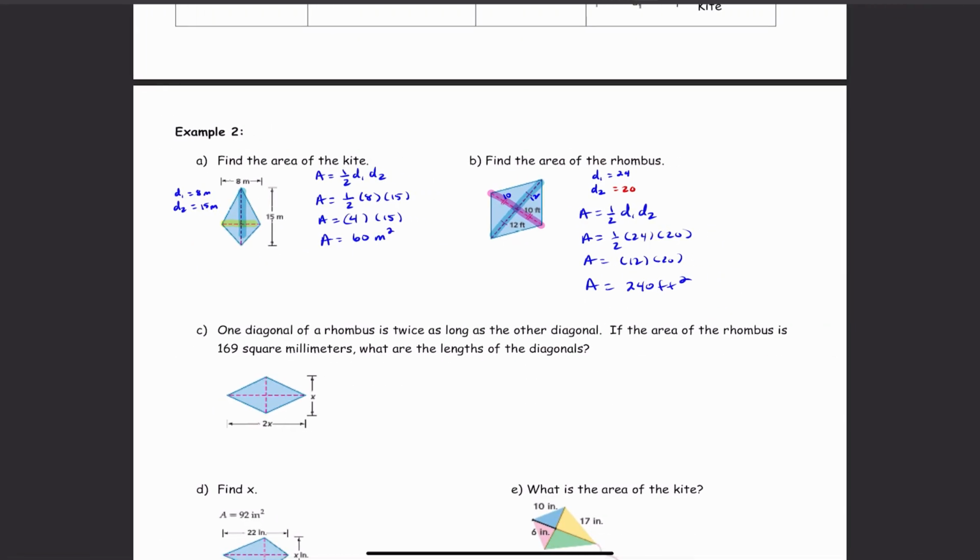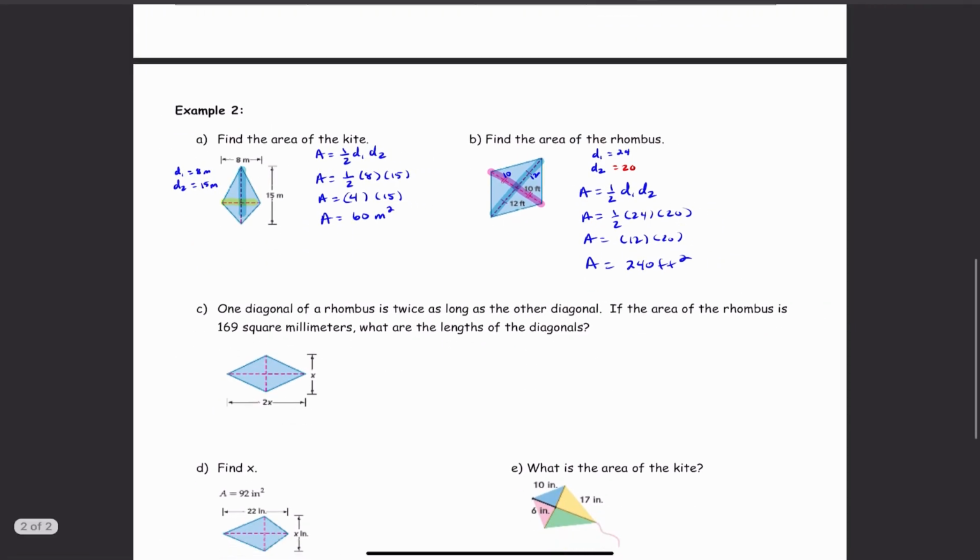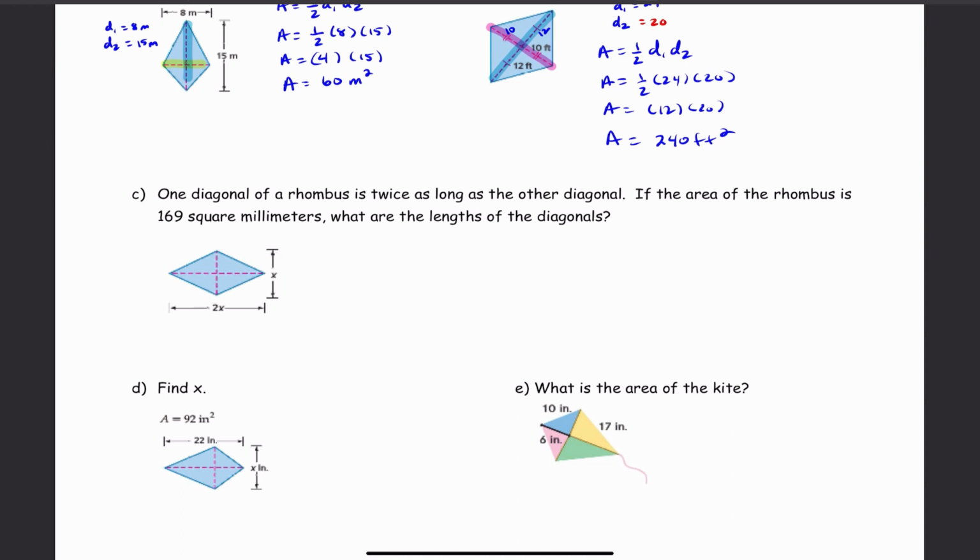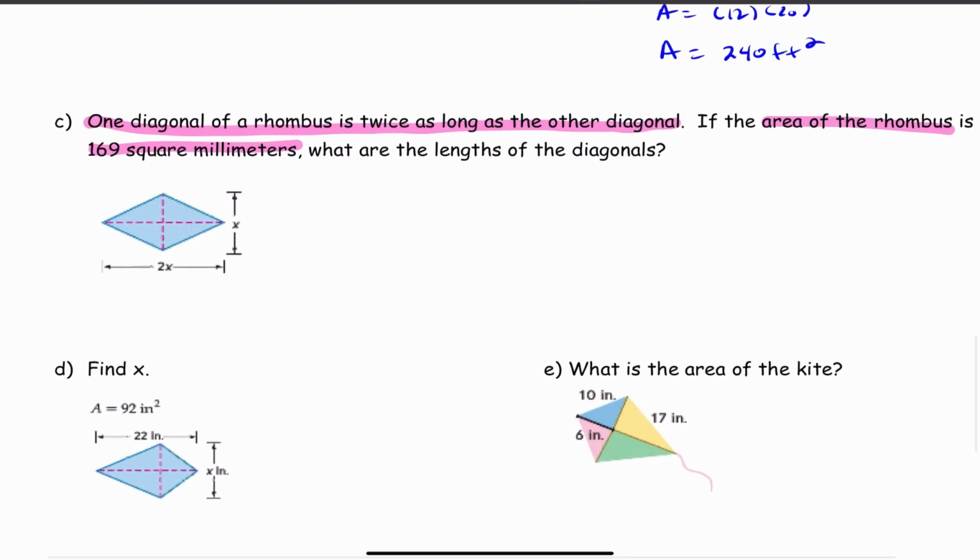All right, let's take a look at C together. One diagonal of a rhombus is twice as long as the other diagonal. So I'm going to go ahead and highlight that. If the area of the rhombus is 169 square millimeters, what are the lengths of the diagonals? Okay, so again, let's read this one more time. One diagonal of a rhombus is twice as long as the other diagonal. Well, y'all, do we know how long this other diagonal is?